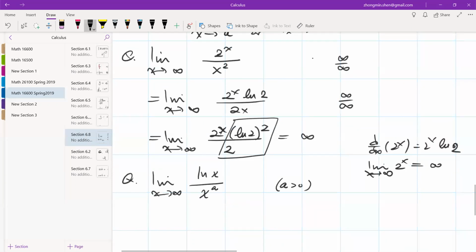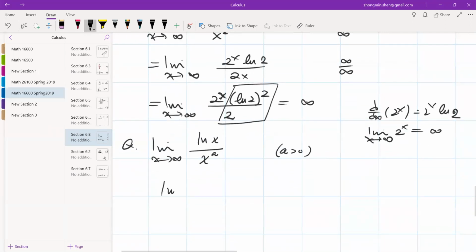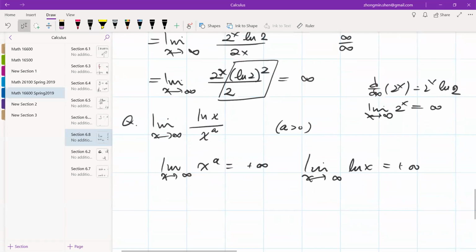But how do you prove that, right? You apply L'Hopital's rule. So first of all, you note that as x approaches infinity, x to the a is going to be infinity. We also know that as x approaches infinity, natural log of x is going to be infinity. So it is infinity over infinity type. Therefore, you can apply L'Hopital's rule. Why is the limit of x to the a infinity? Because a is a positive number. All right. So now you can apply L'Hopital's rule.